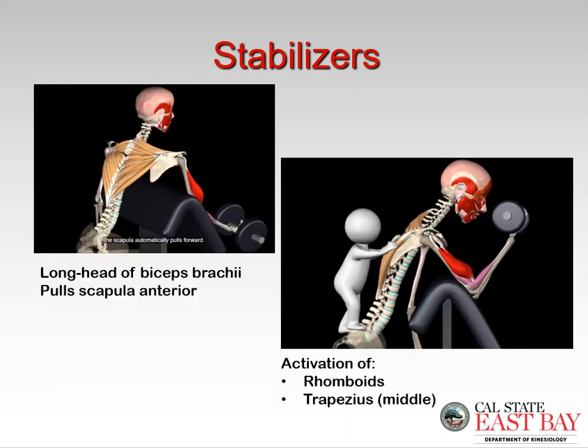And here's a view of a stabilizer for the first example. The long head of the biceps brachii attaches to the scapula, so it will pull the scapula anteriorly during the motion. So you engage the stabilizers. This little white person is acting similar to the rhomboids and the middle trapezius to keep that scapula from moving anteriorly. So it is stabilizing the scapula during this bicep curl exercise. All right.